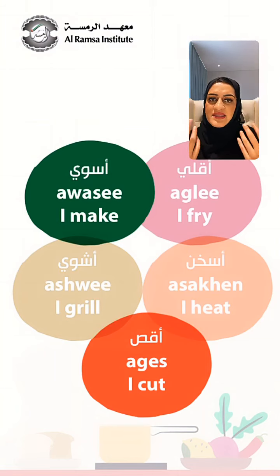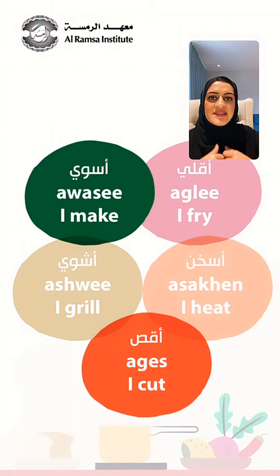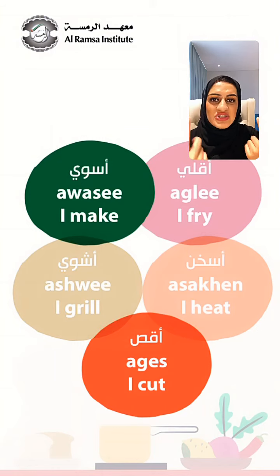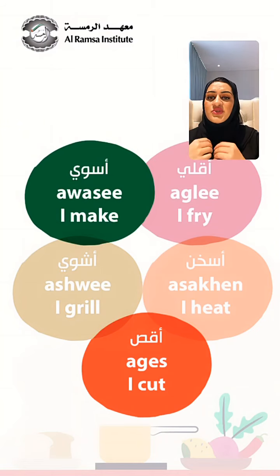So if I'm cooking lunch, I would say I'm making lunch. أسوي الغداء. أسوي العشاء. I make dinner. أسوي بيض. It means I make egg, but basically it means I cook. So the word أسوي, which basically means I make or I do, we also use it a lot in the kitchen.